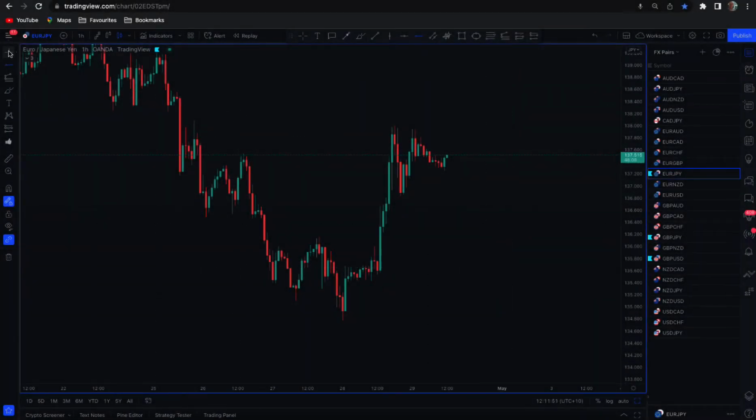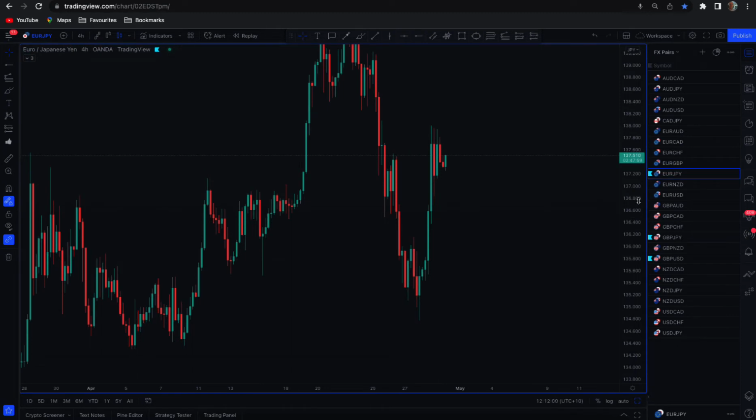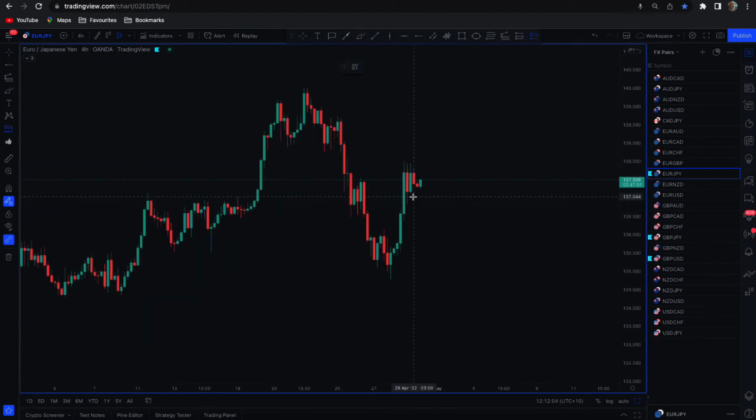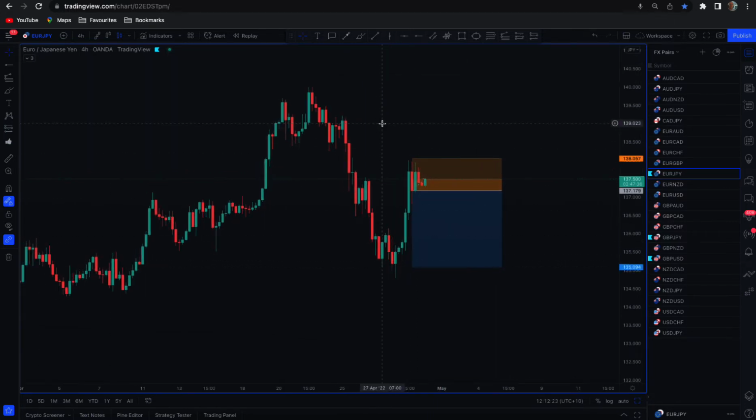I posted this Euro Yen trade setup into our Discord group. In fact, I'll go out to the 4 hour and just show you this. The idea was a short here, stop loss above the highs, and we're looking at these lows over here for a target, or target 2, I should say.